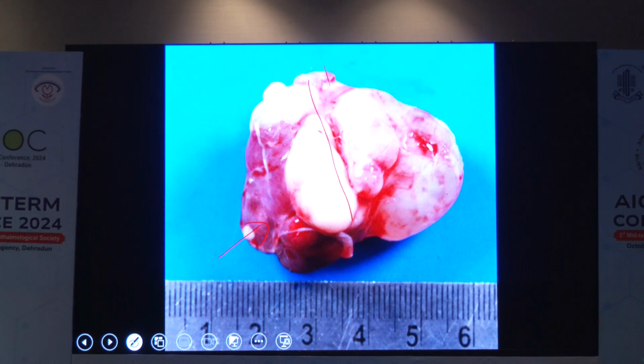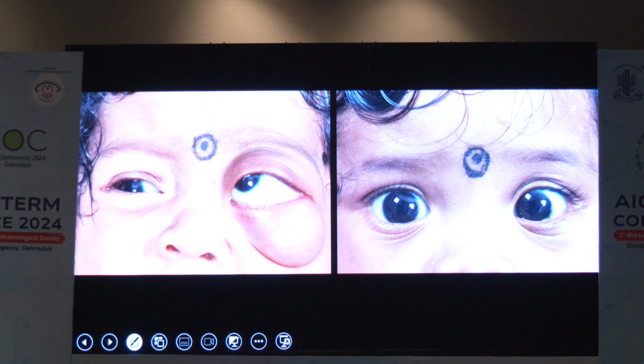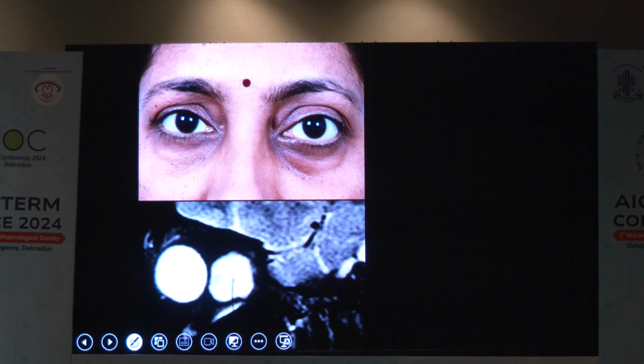This is the groove through which the optic nerve was passing. So we did not even have to dissect it from there, it got separated. This child resolved very well, his disc edema resolved, and all we need to now do is correct his esotropia, which probably is fairly easy.